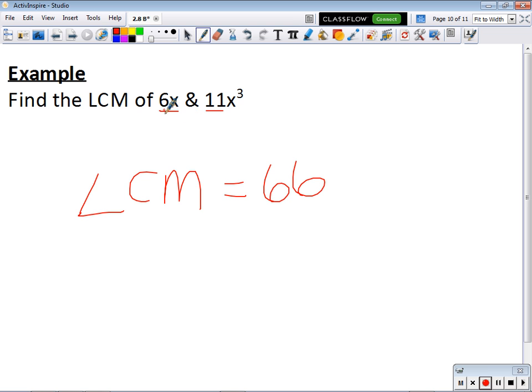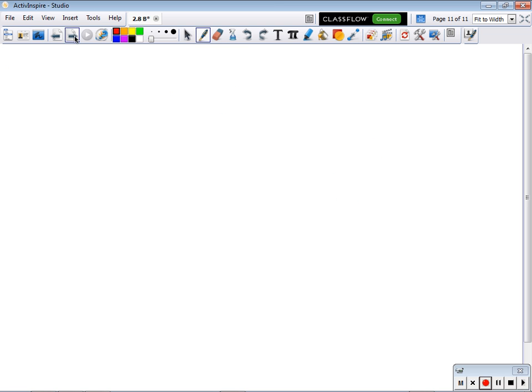Now for the variables, I have x and x cubed. So once again, LCM, the variable with the higher power, would be x cubed. So you have that there for the least common multiple.